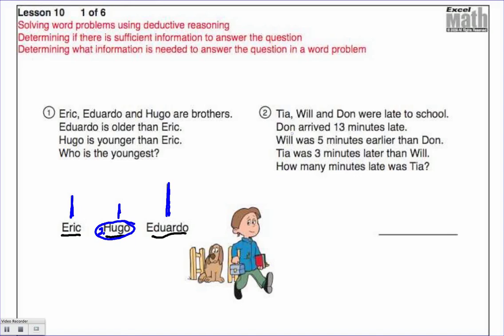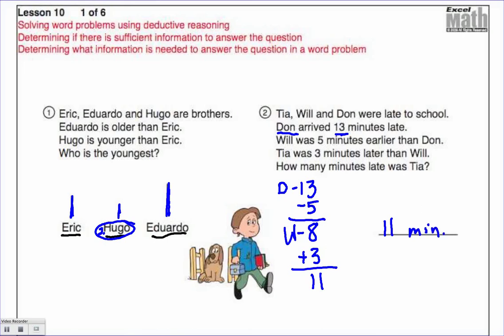All right, what we do is we start with who we know. We've got Don, and he's 13 minutes late. So I like to put a letter next to the numbers so I can keep track of things there. I've got Don at 13. Will was 5 minutes earlier than Don. So if he's earlier, he's not quite as late. So I'm going to subtract these 5 minutes to figure out what Will's is. And so Will would be 8. Will's 8 minutes late. And then it says Tia was 3 minutes later than Will. So we're going to add 3 minutes to get her later even than Will is, and that would make Tia 11 minutes late. So the answer is 11 minutes.